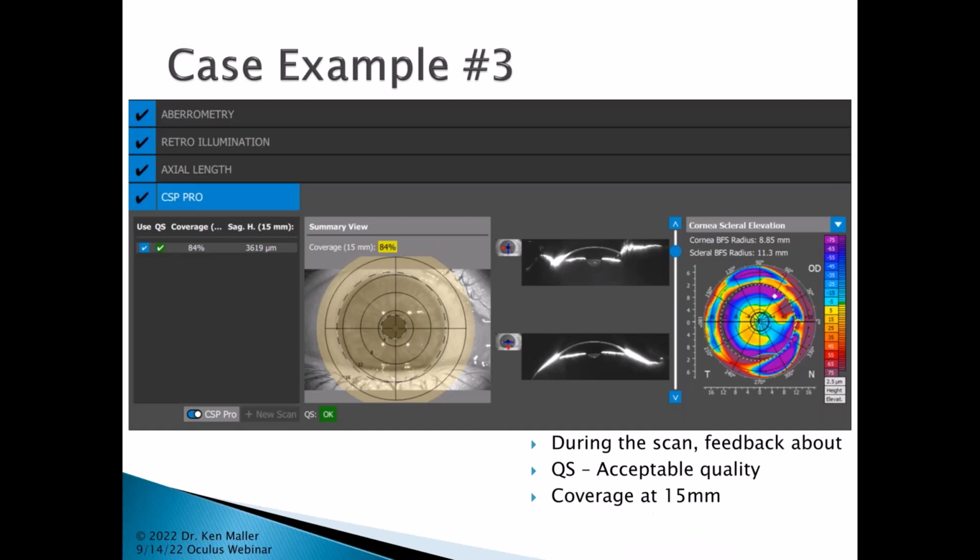We can see in the second panel how much coverage we got at 15 millimeters. And here, in this case, it's 84% coverage at 15 millimeters. Again, the Scheimpflug images at 90 degrees apart. And there's that ribbon controller, so you can actually take a look at them all. And lastly, the corneoscleral elevation.